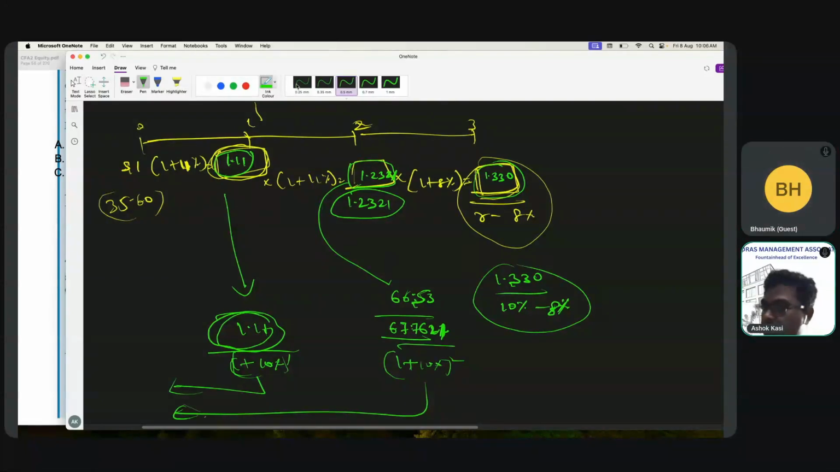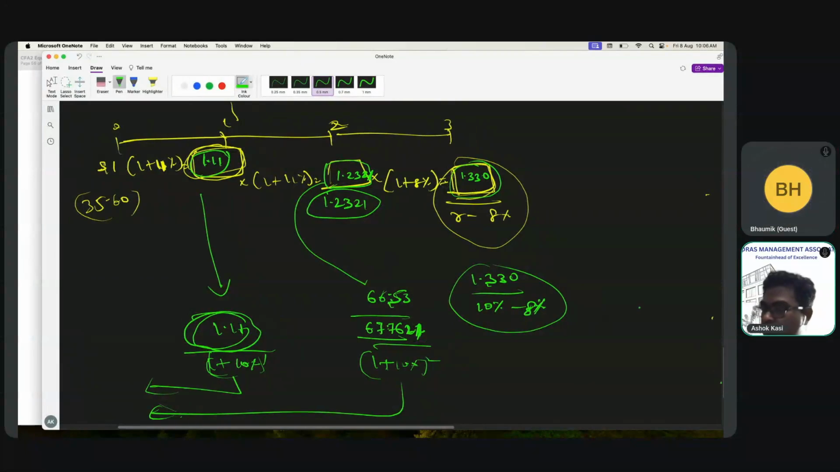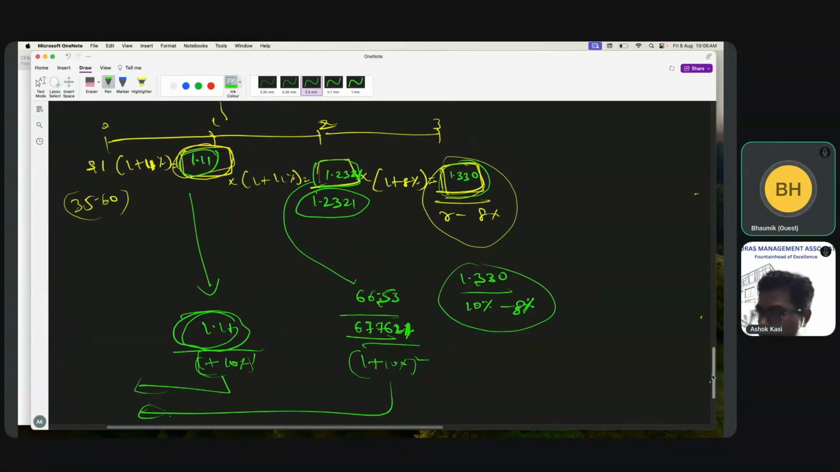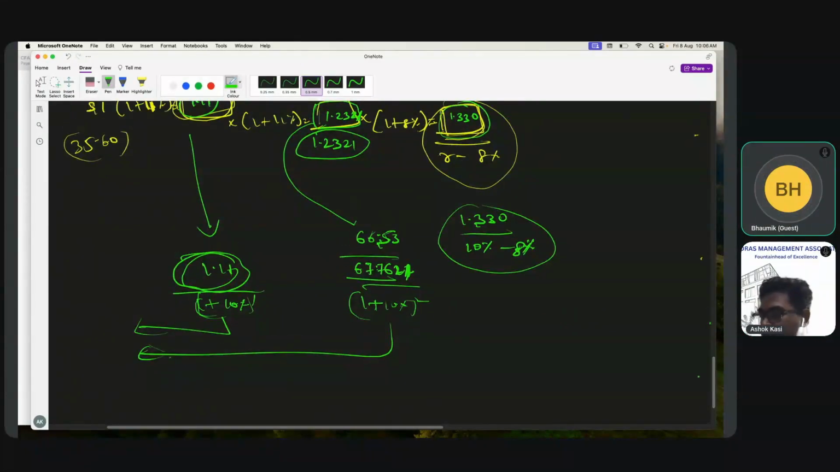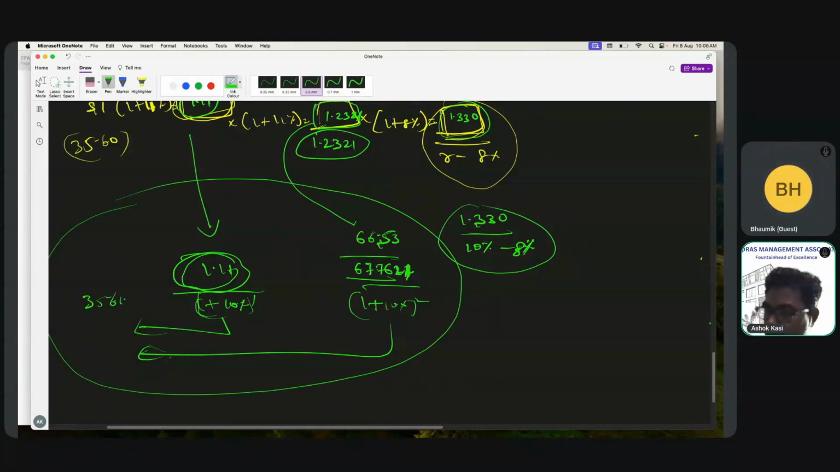You will have to do this manually only, not with the cash flow function. Or this much you can do using the cash flow function. 35.60 equal to. You can check if it is matching or not. Okay, first we'll do this manually. So the first one is 56.